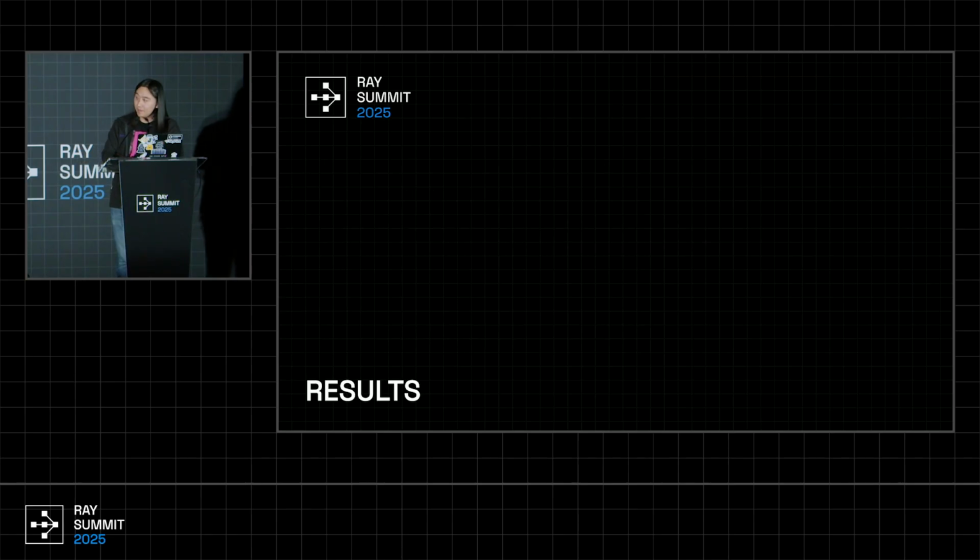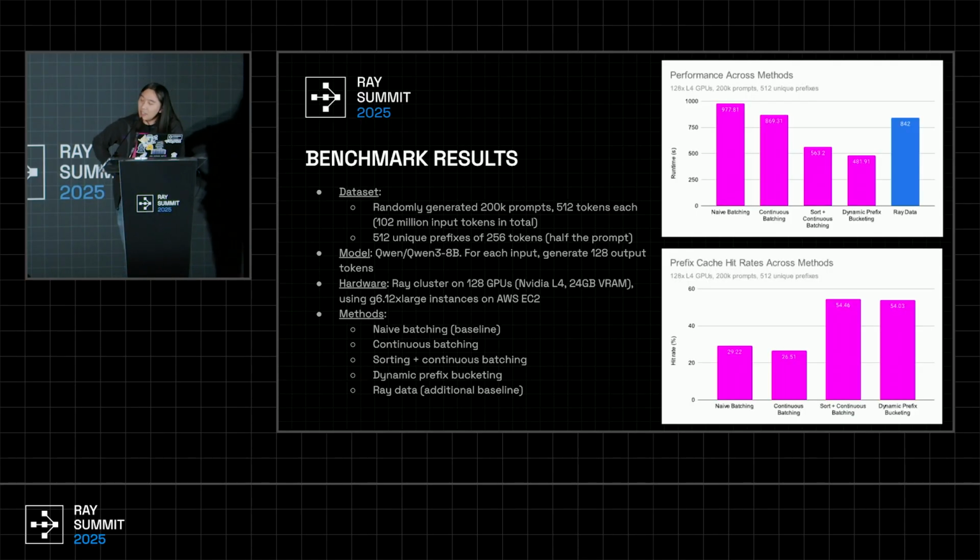Cool. So let's look at the benchmark results. To reiterate, we had a data set that we randomly generated with 200,000 prompts, 512 tokens each, so 102 million input tokens in total. We have 512 unique prefixes across the entire data set with 256 tokens in the prefix, so half the prompt is a common prefix. We're using the Qwen 3 8B model. For each input, we're generating 128 output tokens. For our hardware, we have a RAID cluster with 128 GPUs. These are NVIDIA L4s with 24 gigs of VRAM.